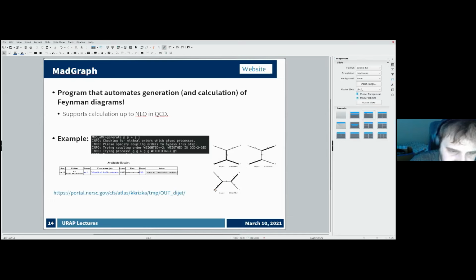Once it's done with the calculation, you get a nice table like this, which tells you at a 13 TeV proton-proton collider, the cross-section for dijet events is 7 × 10⁸ picobarns. You also have, in this case, 10,000 generated events that you can look at, plot their distributions, and so on.